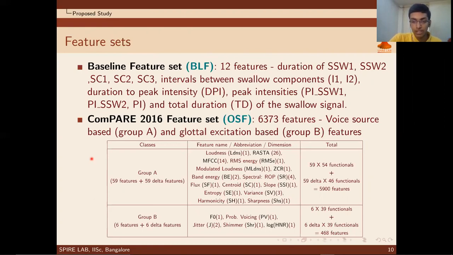The OS feature set can, however, be broadly classified into two groups, A and B, voice source related and glottal excitation related groups, respectively. The table here gives a summary of the OS feature set. Even though this feature set is more specifically designed for speech analysis purposes, this set has shown success in non-speech applications since it captures even wider spectrotemporal features from the signals.